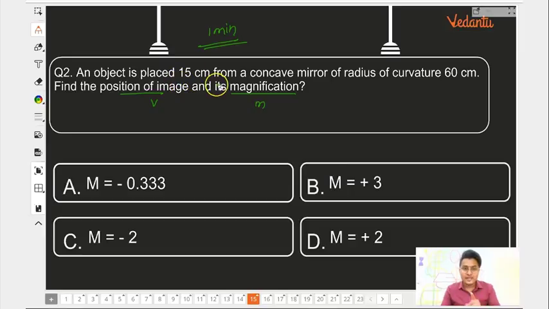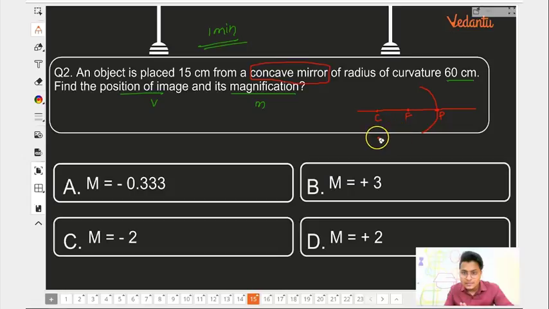An object is placed 15 centimeter from a concave mirror of radius of curvature 60 centimeter. Okay? Let's make a ray diagram. An object is placed 15 centimeter from a concave mirror. So radius of curvature is 60 centimeter. And again, the important part here is concave mirror. So let me make a concave mirror. Made a concave mirror. This is my principal axis, all set. My pole, my focus, my center of curvature without any doubts.